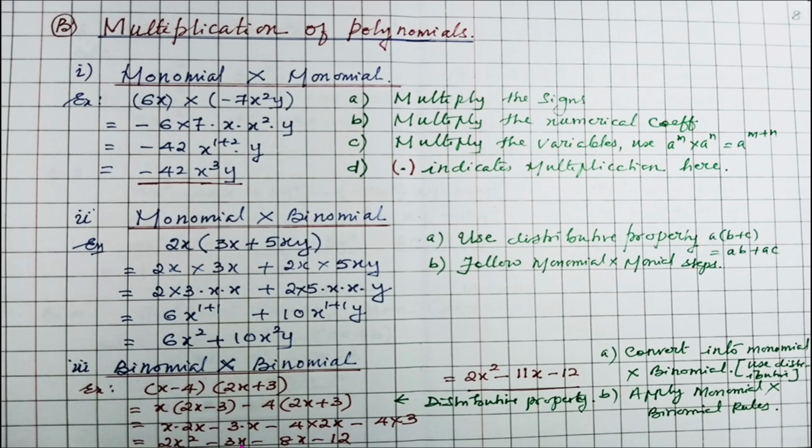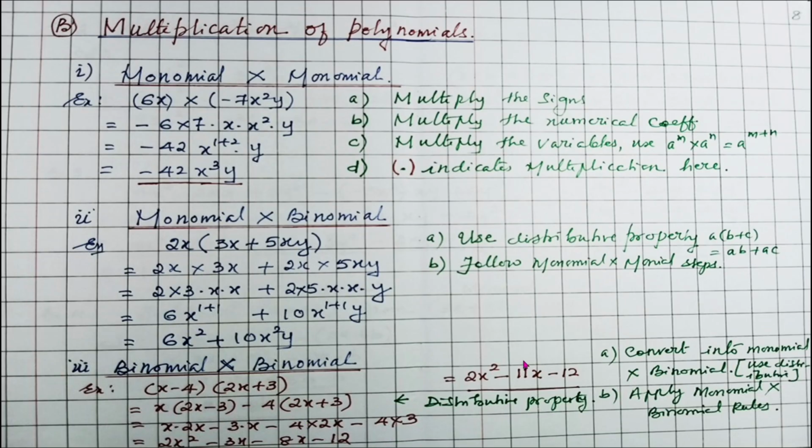Therefore the answer is 2x square as it is. This is plus 3x minus 8x, plus 3x minus 8x becomes minus 5x and minus 12. So please make a correction here. It is definitely not minus here, because it is 2x plus 3. Here I have taken it as 2x minus 3. Therefore the product has come.